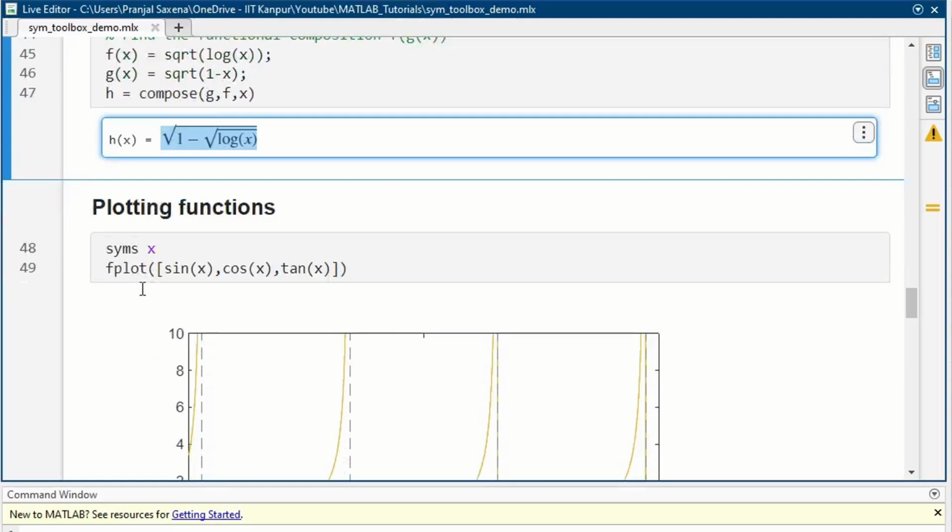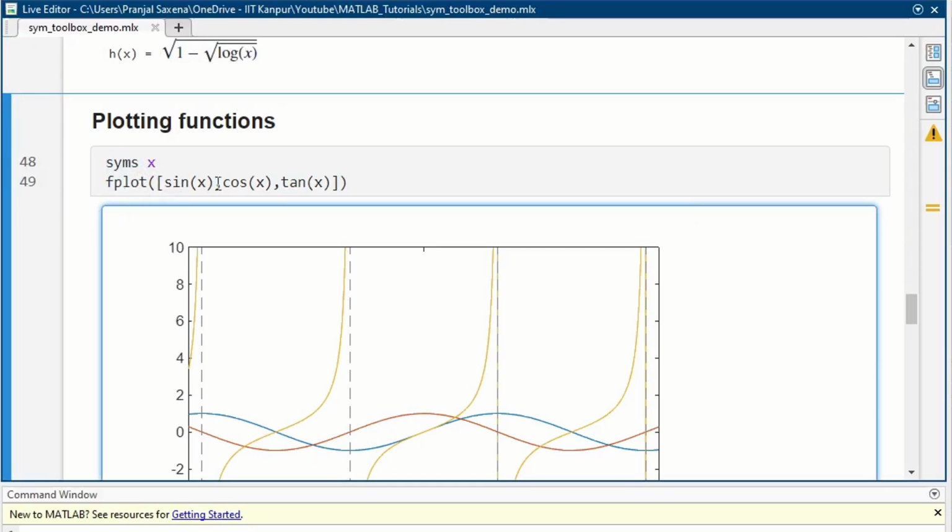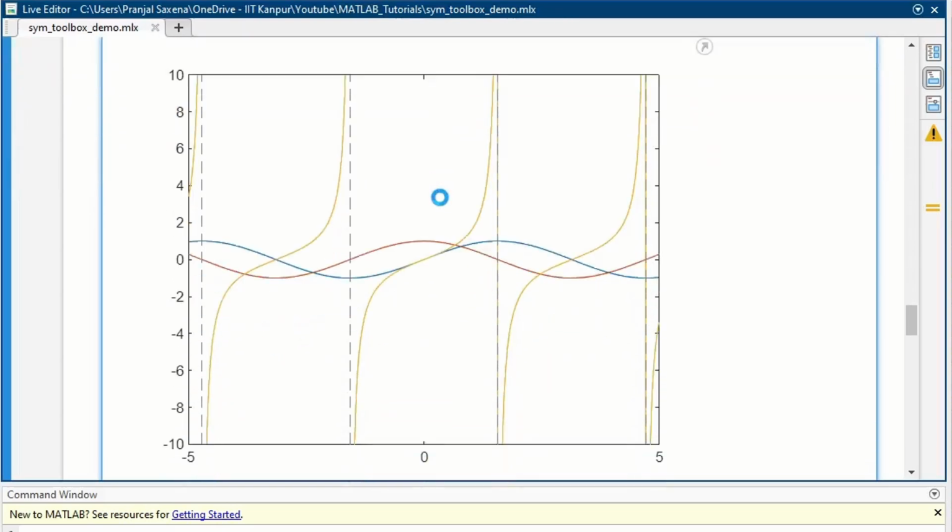The functions here are different. We use the command fplot to plot different functions. I have defined a symbolic x, then I can straight away plot sin x, cosine x, and tan x. So here you will see these are the different plots.